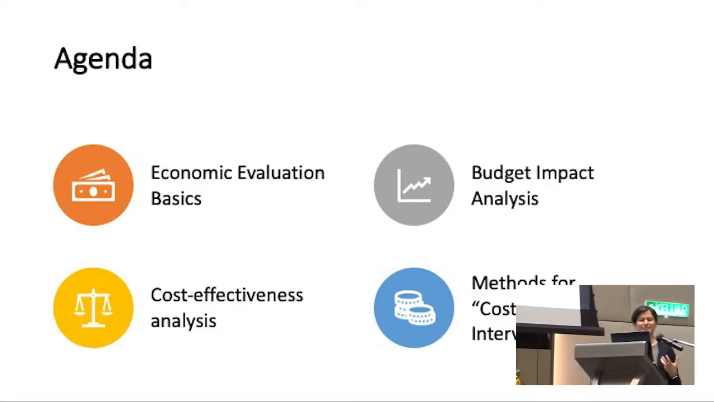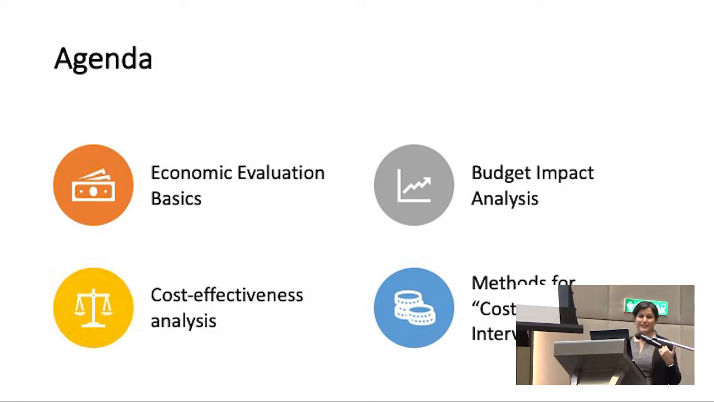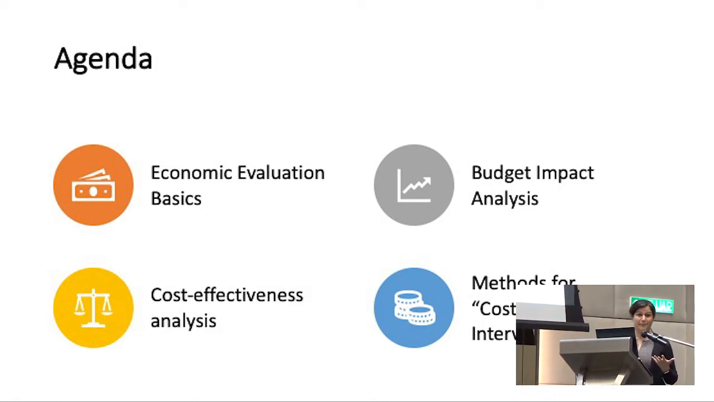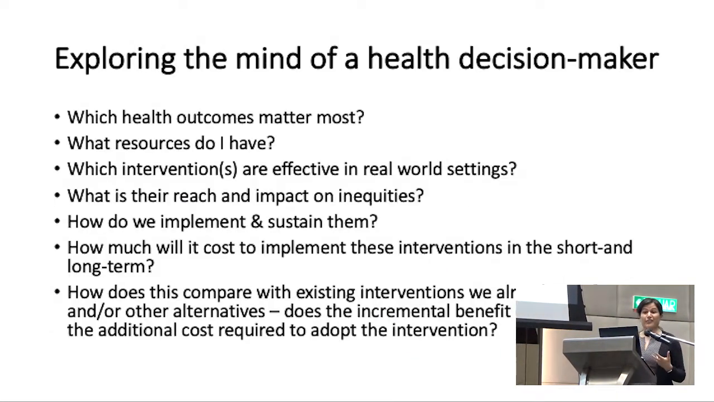That a health decision maker is really thinking about when deciding whether or not to adopt or implement an intervention are things like, what health outcomes matter most to me in my community? What resources do I have? Essentially, what is my budget? And how much staff do I have? How much materials do I have?